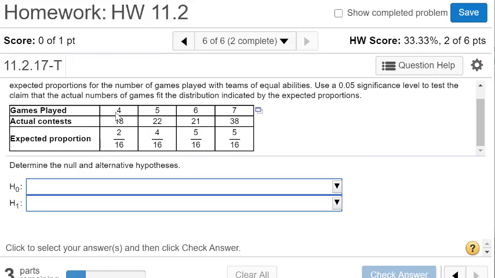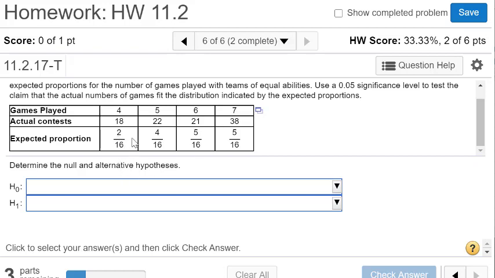So they're saying that this is a best out of 7, so one team can sweep, win all 4 games and be done with the series, or they can win 3 games and then lose another game and then win the 4th game, and then they would have played 5 games there. And so the actual numbers here are 18, 22, 21, and 38. So there's 38 times where they played all 7 games.